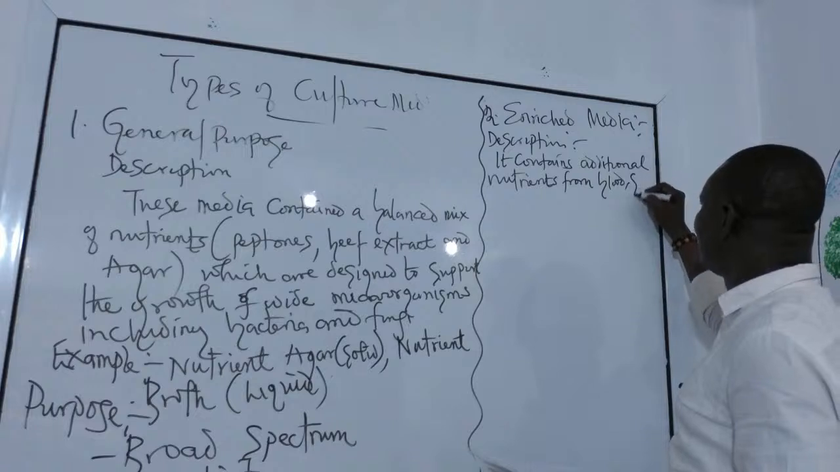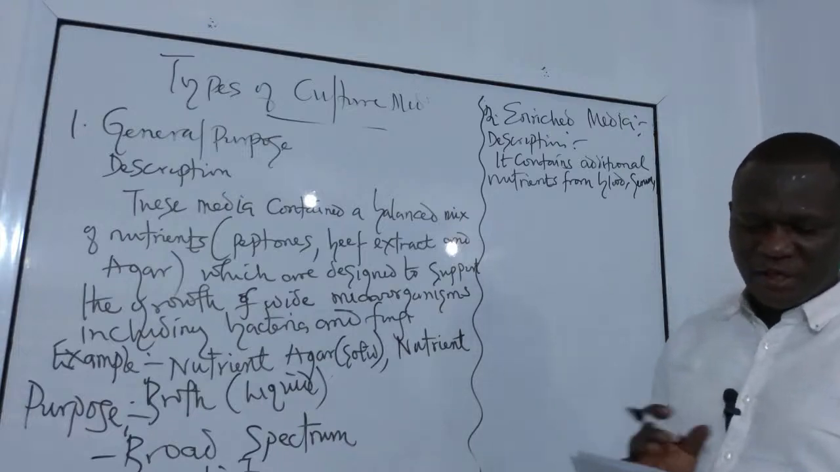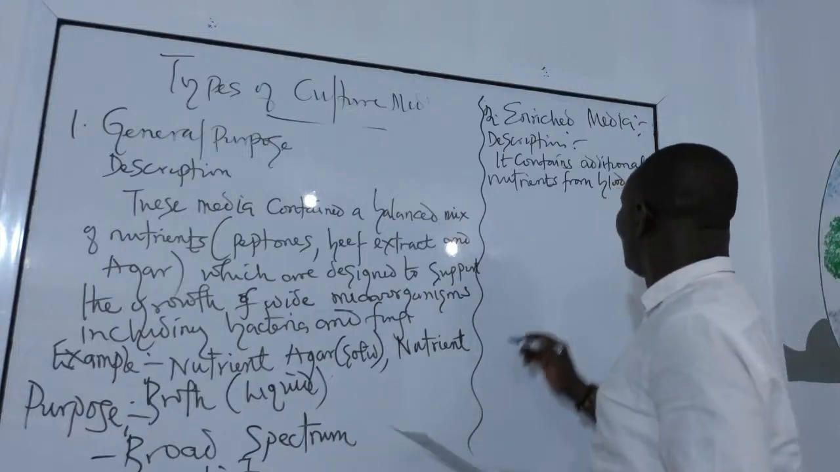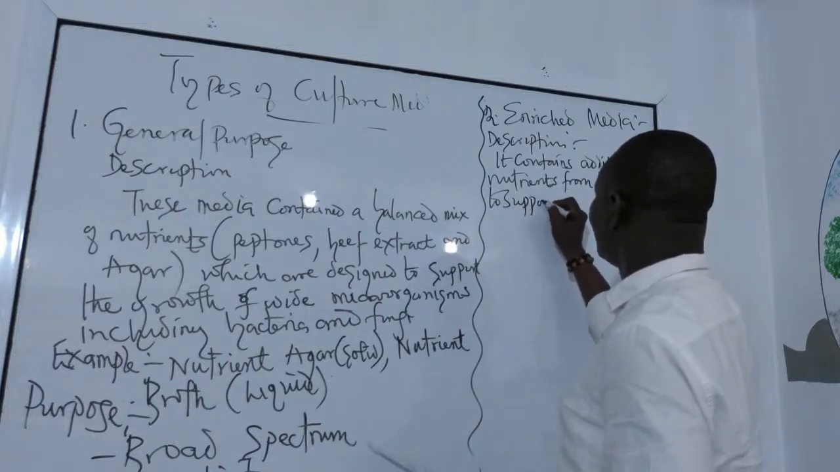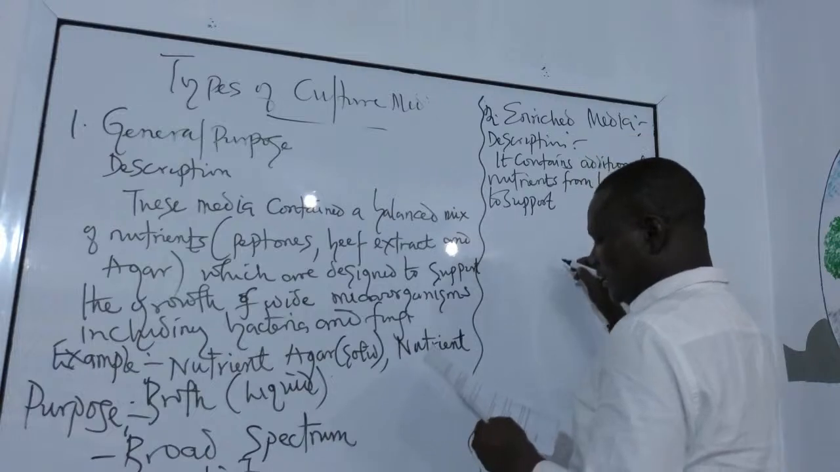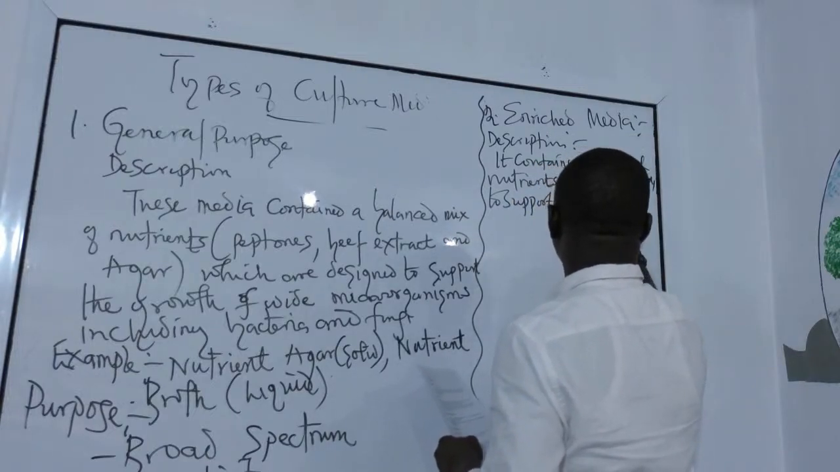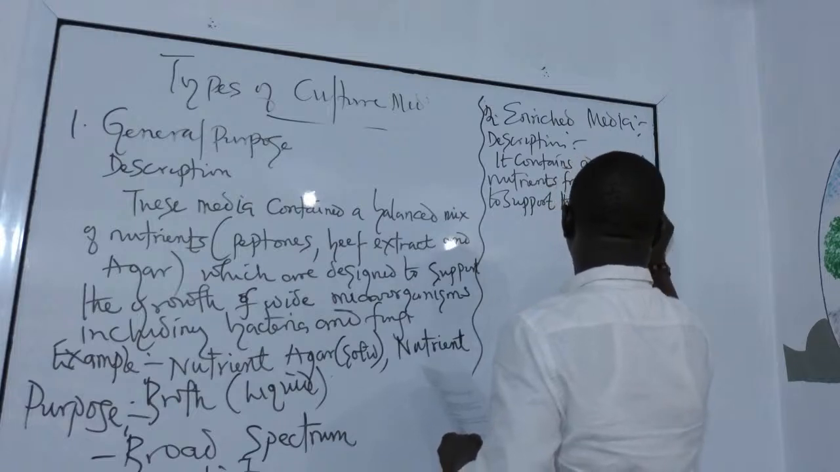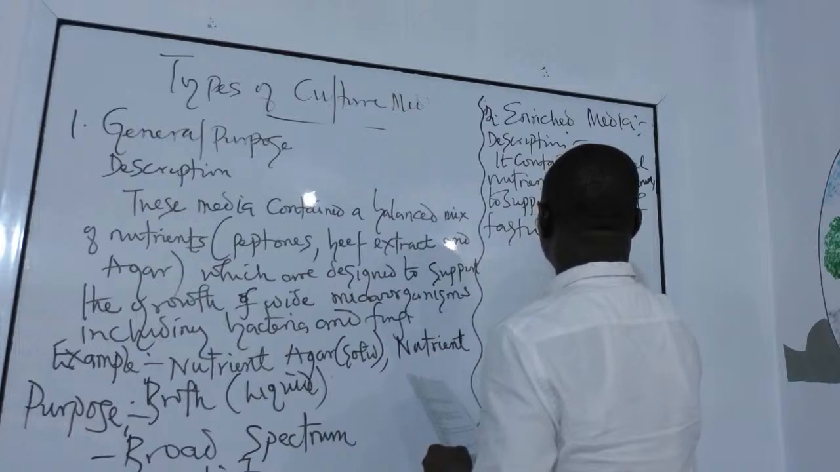Sometimes you also enrich it with serum. Sometimes you can enrich it with egg. Sometimes you can enrich it with other things. So you enrich with these to support the growth of fastidious organisms.